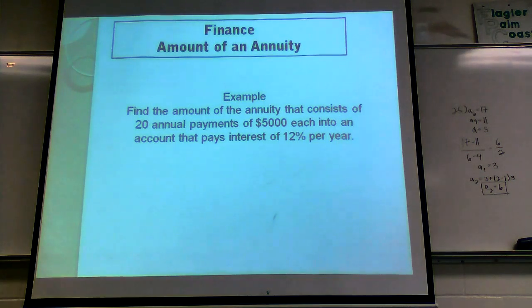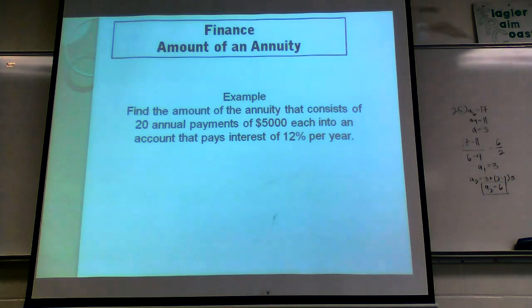All right, so this, guys, would be a very basic problem in terms of finding the amount of an annuity, which is like some kind of savings. It's telling you the number of payments, the amount that you start with, and the amount of interest you're going to get each year.